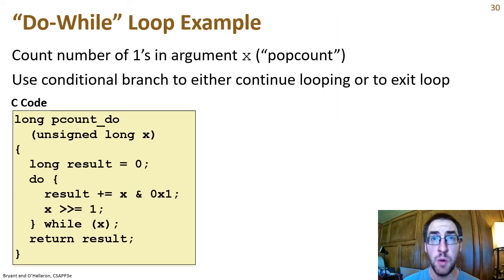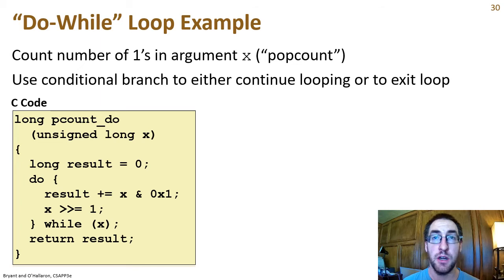We'll start loops with the do-while loop. This is the easiest to translate to assembly. Here's a function that implements popcount, an operation to count the number of 1 bits. This is also known as the Hamming weight. This is a fairly straightforward loop-based implementation.